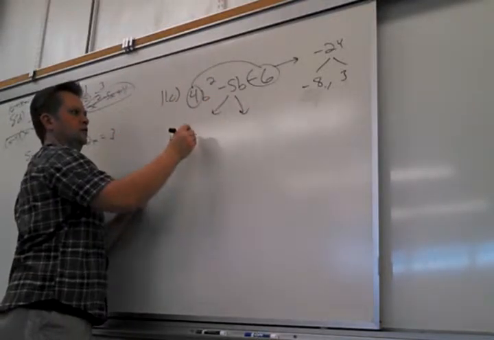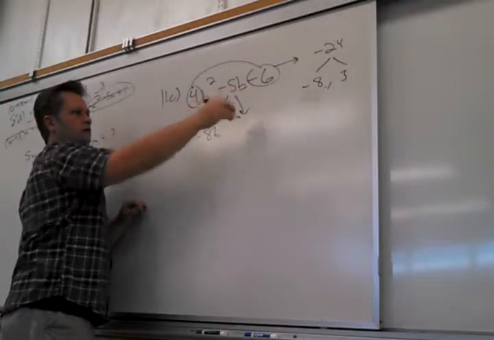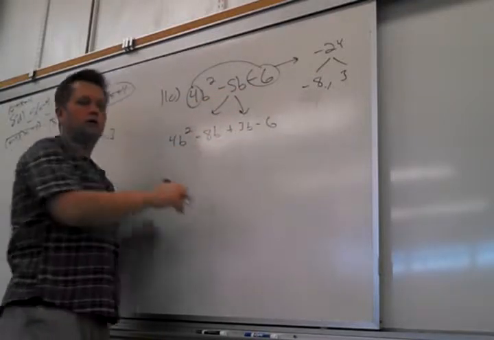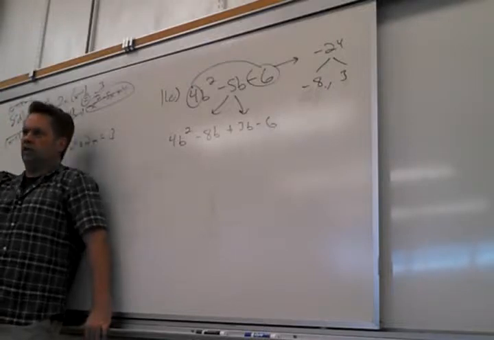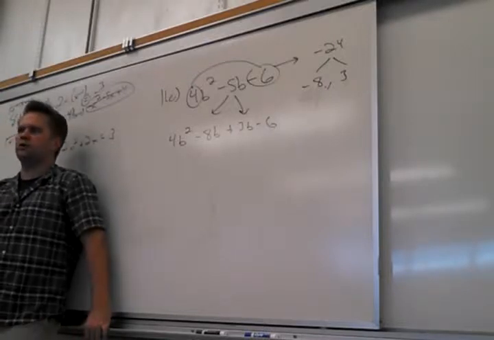So, -5b is -8b plus 3b. And then you can just group. Cool, right? Now you can actually see where things are coming from. They don't just magically plop in.